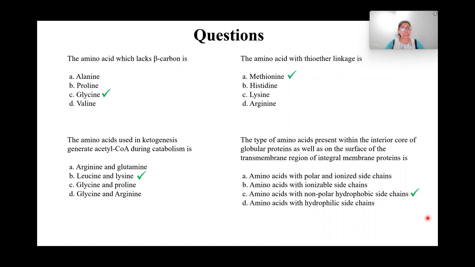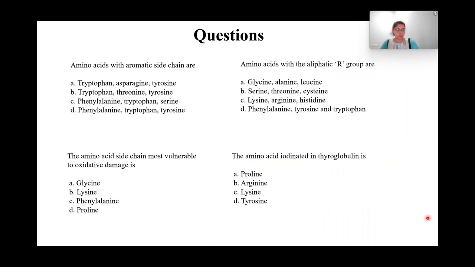The next set of questions: amino acids with aromatic side chains are which of these following amino acids? Amino acids with the aliphatic R group. Again, you have to find out which of these contain R groups which are aliphatic. The amino acid side chain most vulnerable to oxidative damage is which of these following? And the amino acid iodinated in thyroglobulin is which of these following?